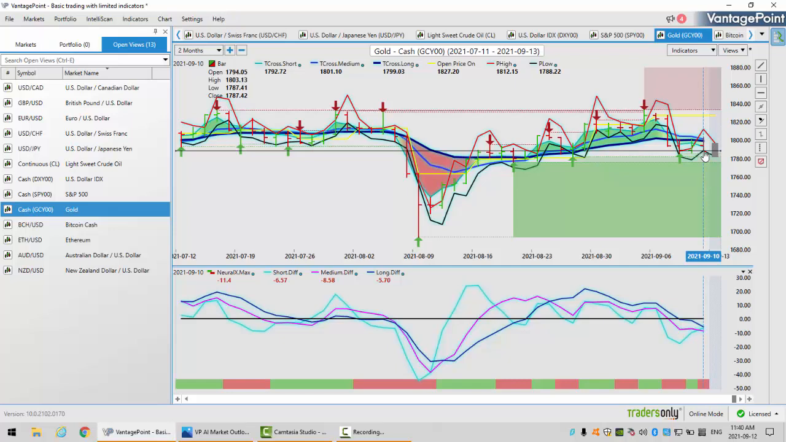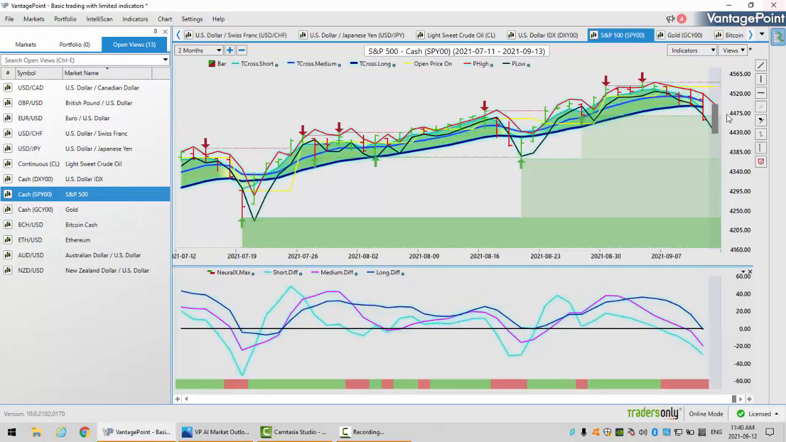So if we're expecting a little bit of dollar weakness this week, then gold would likely rebound back towards the T cross long at about the 1800 mark. But it really does need to break out of this area very soon. But again, we watch our predicted differences with our neural index, and at least for now, it's saying that gold has further downside.